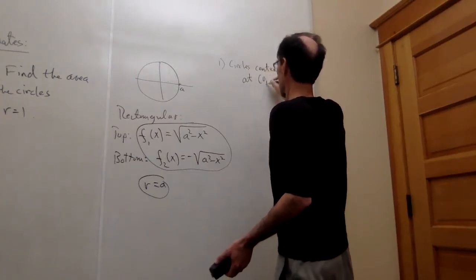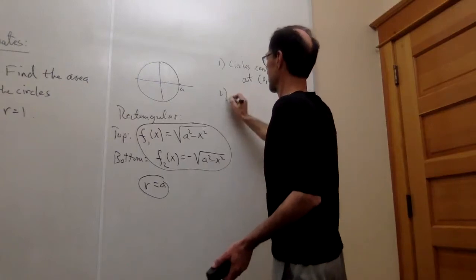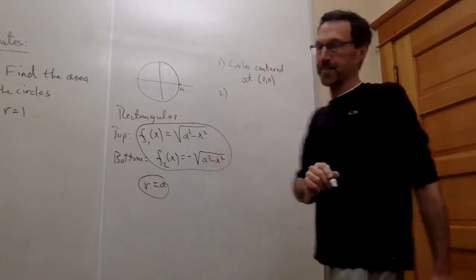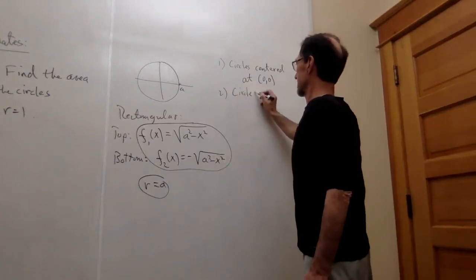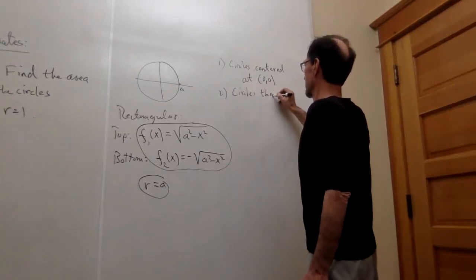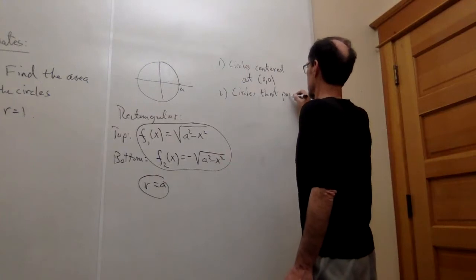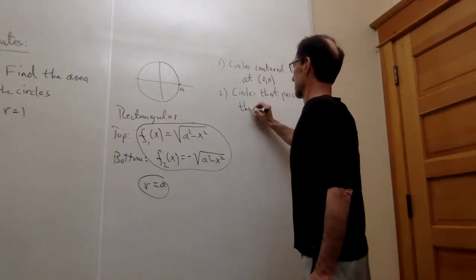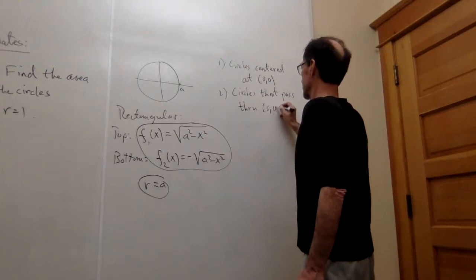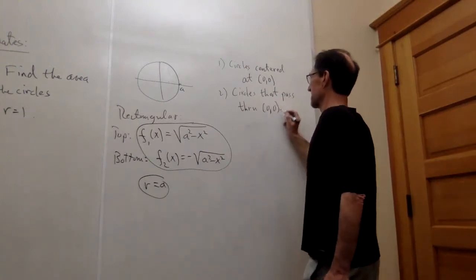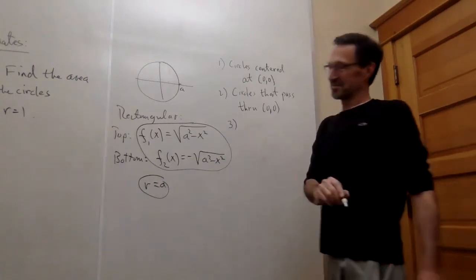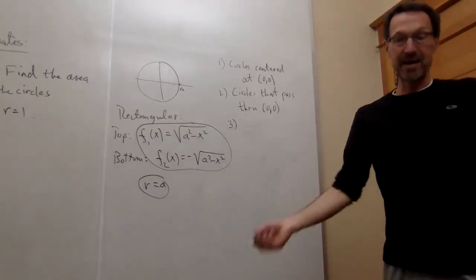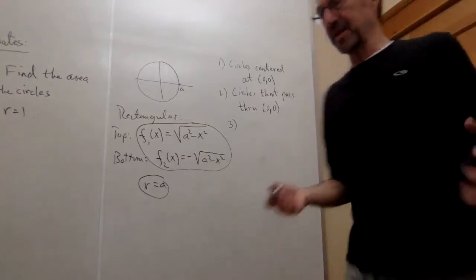I'll write the origin as 0, 0. The second curve are circles that pass through the origin. I haven't said so much about these. Maybe someday we can work on it, or maybe better, I can find an assignment and you can work through it.